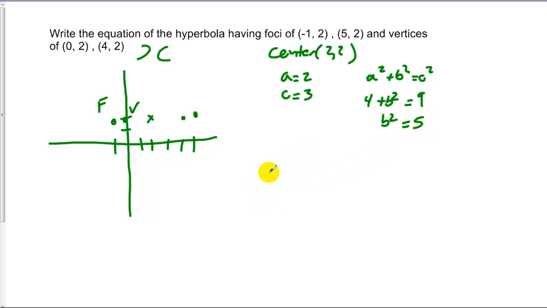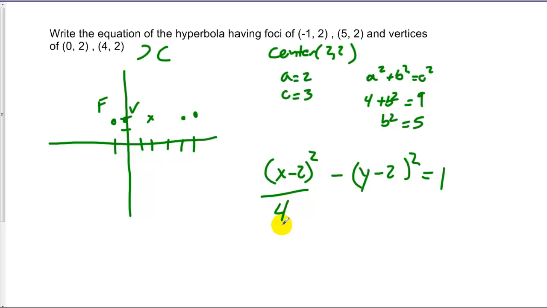Now I can go ahead and write everything that I need. I start with my center. I know this is opening horizontally, so my x term must lead. So I have x minus 2 squared minus y minus 2 squared is equal to 1. My a term always goes first, so I divide by a squared, and I get an a squared term of 4. My b squared term we've already determined is 5, and now I have the equation written.